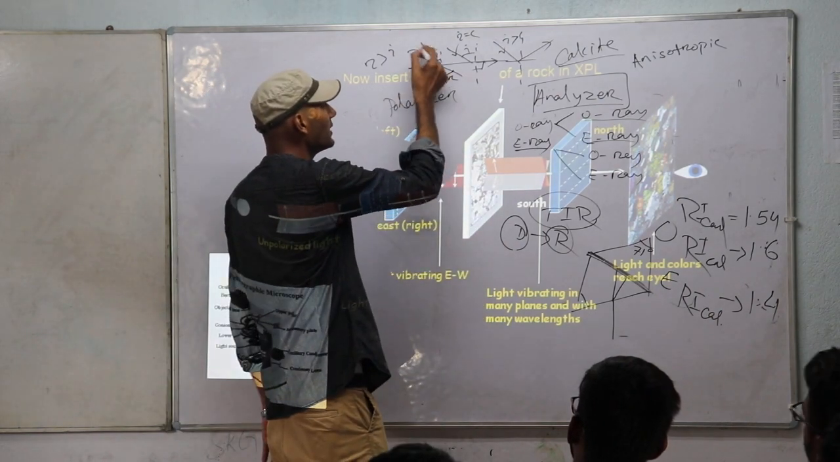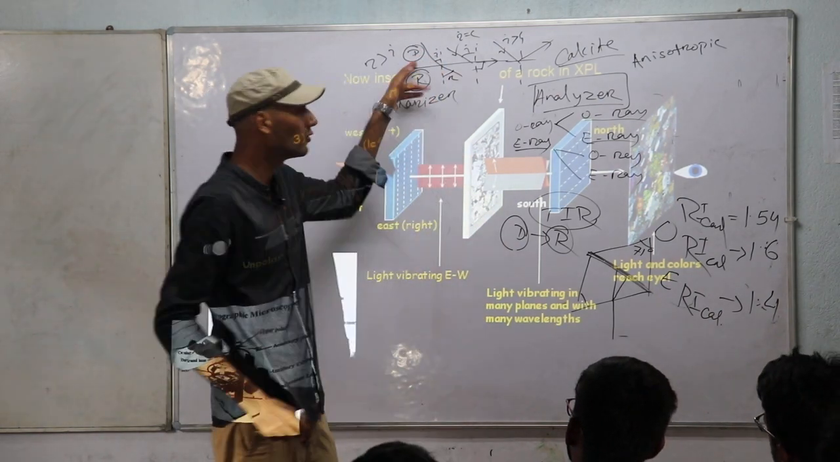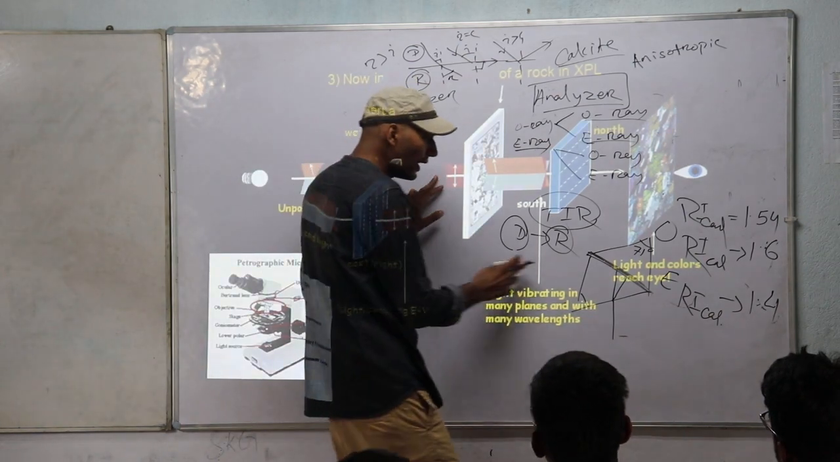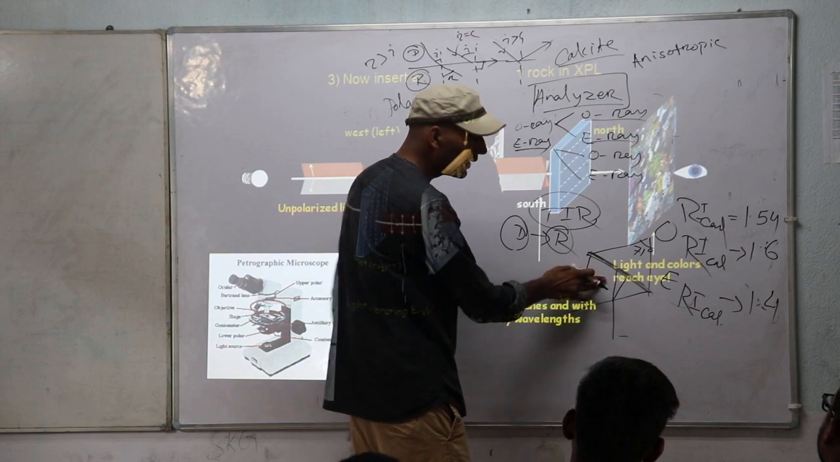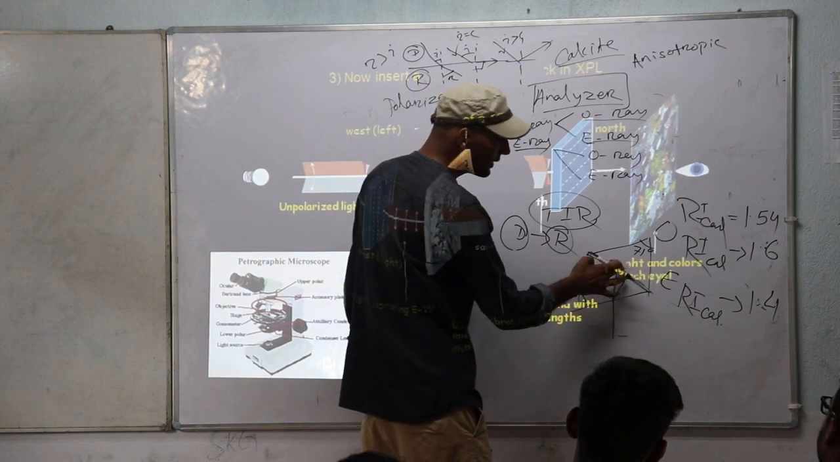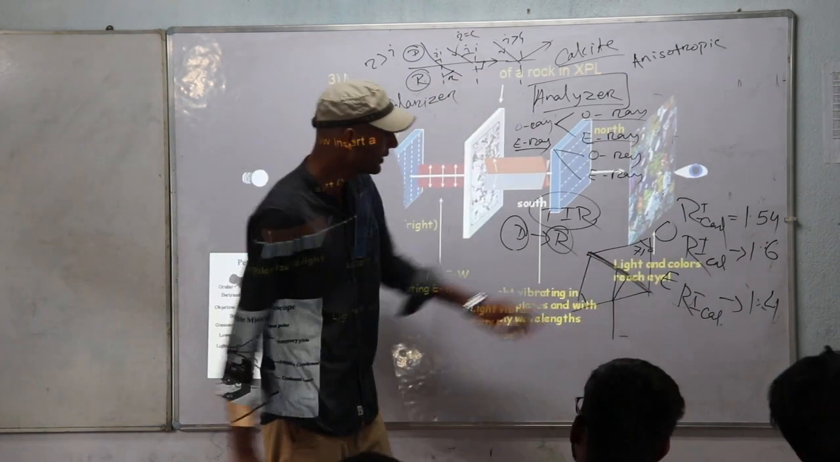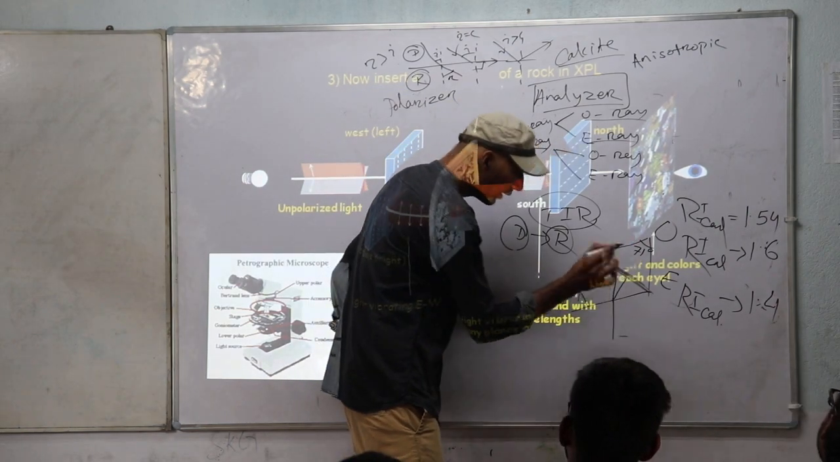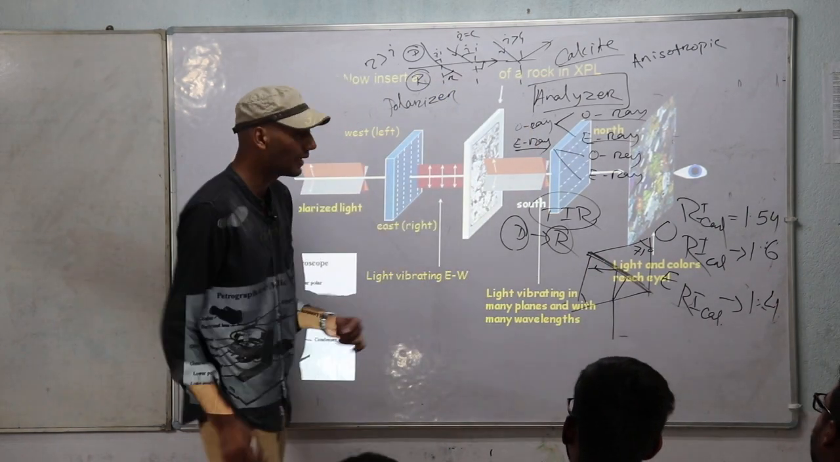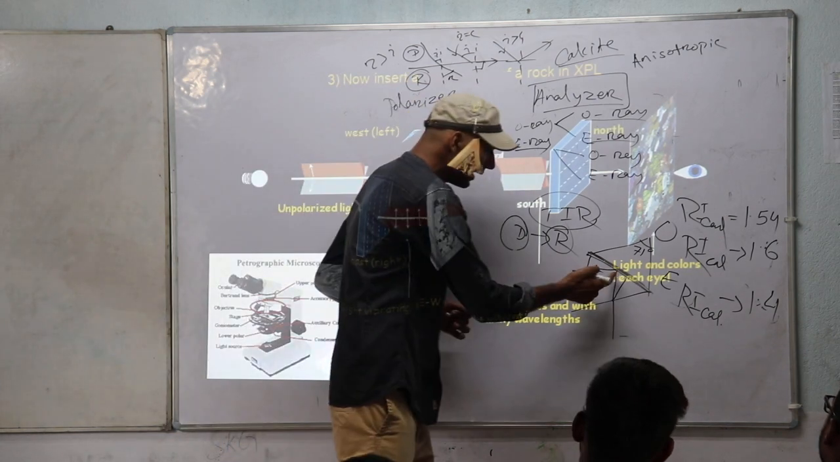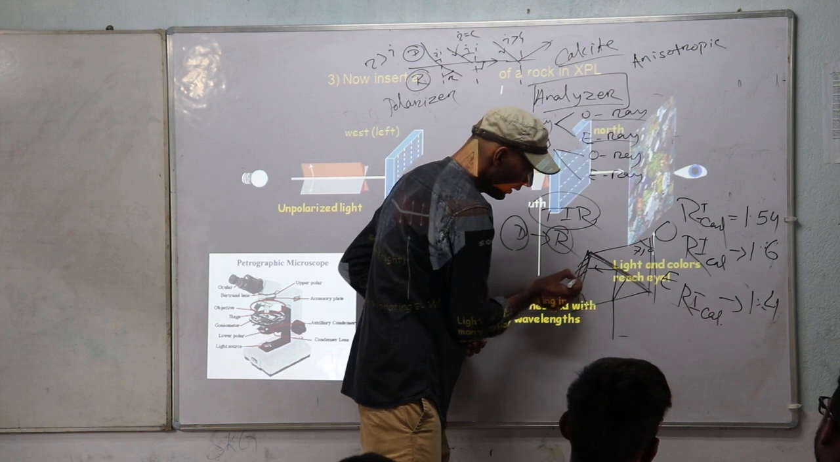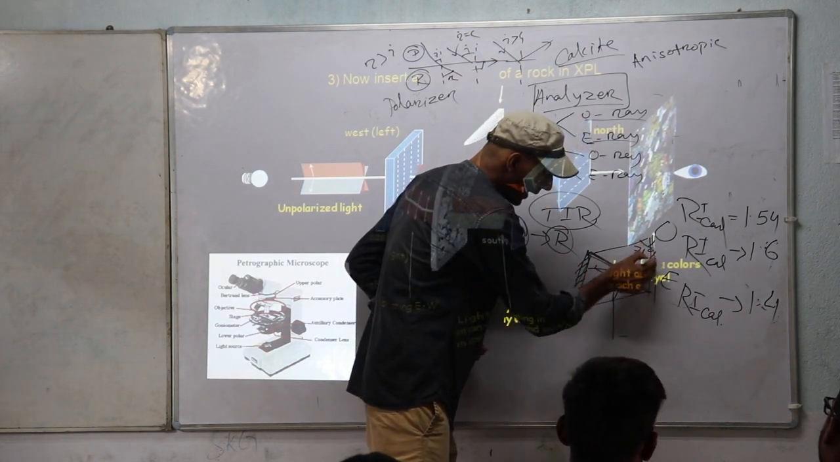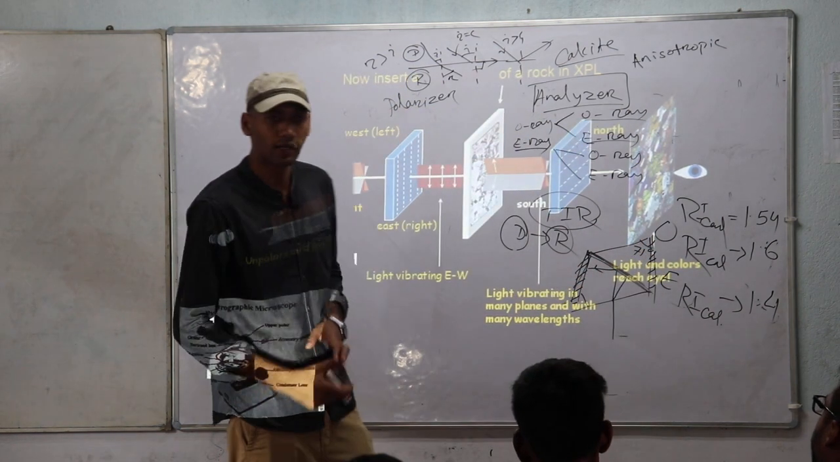That occurs when there is movement from a denser to a rarer medium. So when the ordinary ray travels from the denser medium, that is calcite, to the rarer medium, that is Canada balsam, what happens? It will suffer total internal reflection. The ordinary ray comes back and is absorbed by the black coating here. The black coating is there to absorb the ordinary ray.